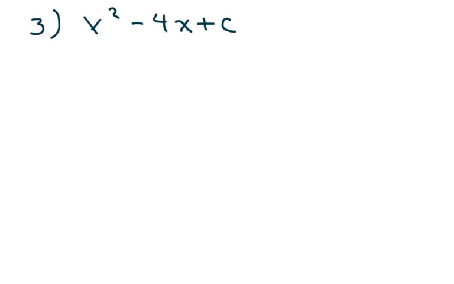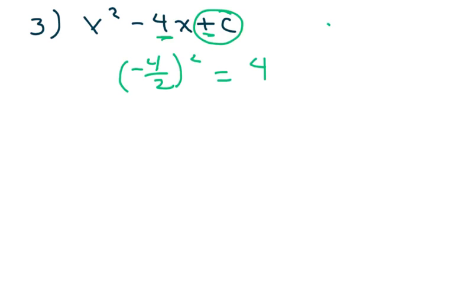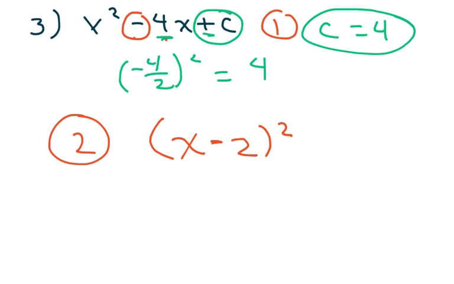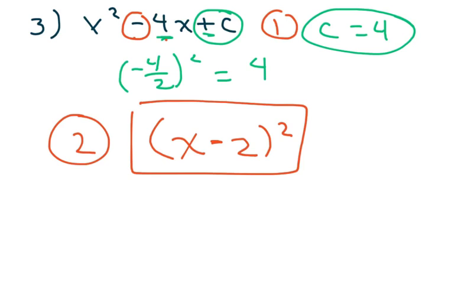So the next one, we're going to find the c. So basically all I do is take negative 4 over 2 and square it, which is 4. And c is always going to be positive. So our c equals 4. Now, for the square of a binomial, you do x, you take the first operation, which is negative, and half of 4 is 2, squared. That's part 2. And again, if you want to write it out and verify that, you can.